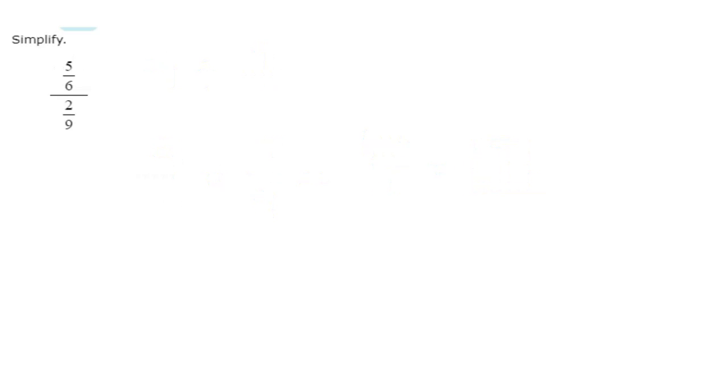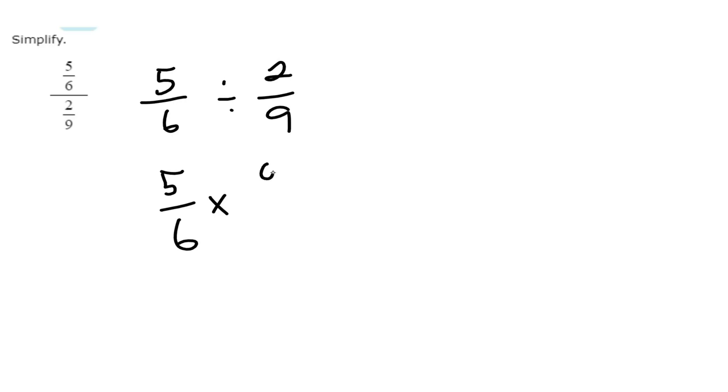The only difference between this problem and the last one I did is there's 2 fractions now instead of a whole number and a fraction. But we're going to do it the same way. So the first thing I'm going to do is split this and make this division. So it's 5 over 6 divided by 2 over 9. And now I'm going to keep the first fraction, change it to multiplication, and flip over the second fraction. And I'm going to multiply straight across. So 5 times 9 is 45, and 6 times 2 is 12.